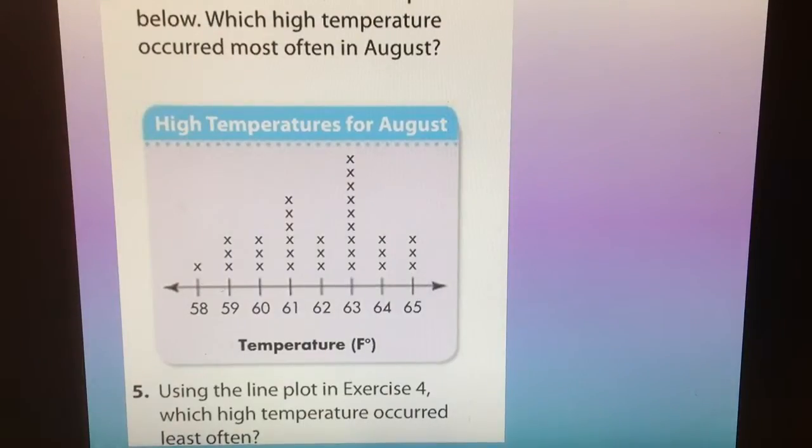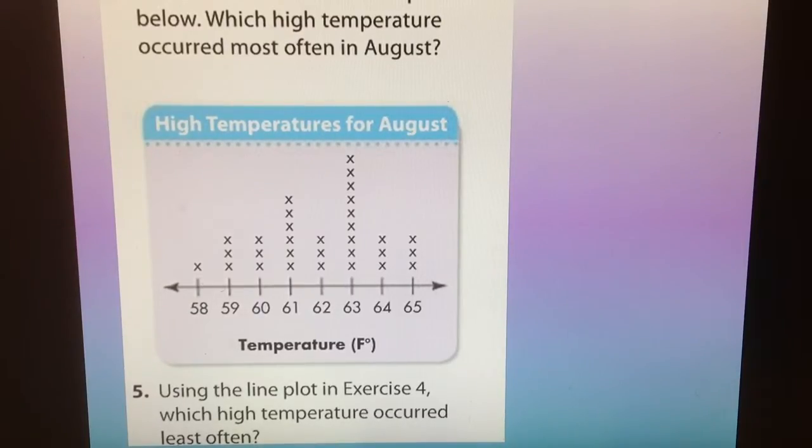This is a different kind of question. Use the line plot below. Which high temperature occurred most often in August? So here again we have some temperatures written across the bottom and X's above the numbers to show the different number of days that had these high temperatures. The temperature that occurred most often in August is the temperature that has the most X's. It's 63.